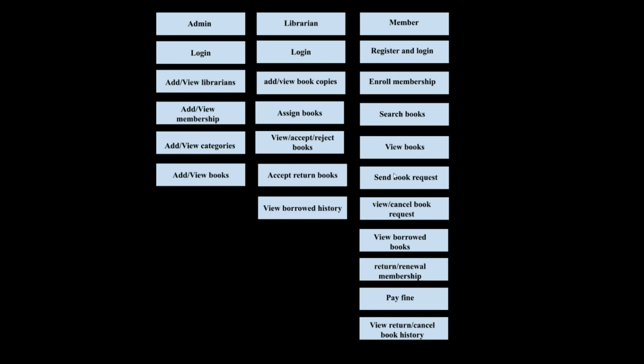If the member wants to request a book, he will send a book request to the librarian. Now the librarian can accept or reject the books requested by the member. If he wants to accept the book, he will assign the book to the member. Here, the member can also cancel the book, and the member will return the book. All the returned and cancelled books can be seen in the book history of the member. The librarian can also view the borrowed history in the borrowed history page.